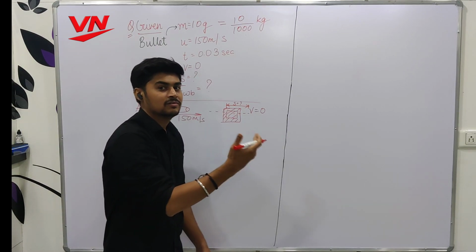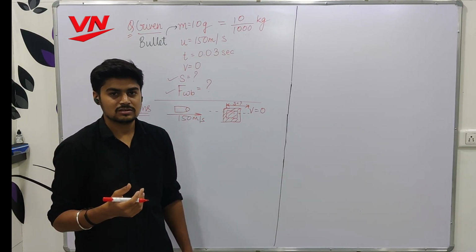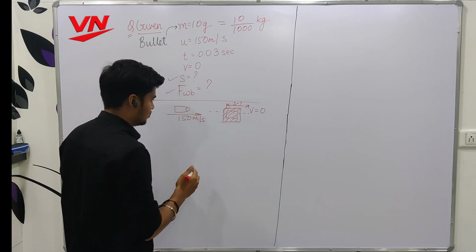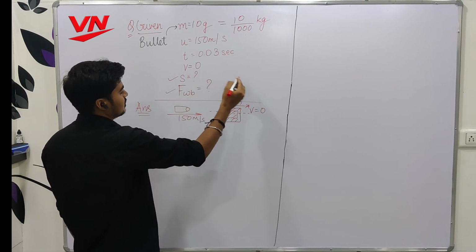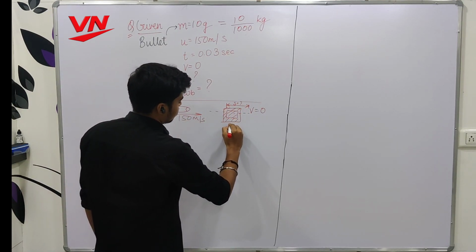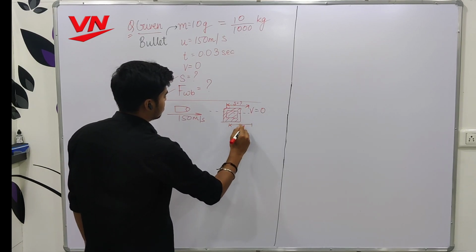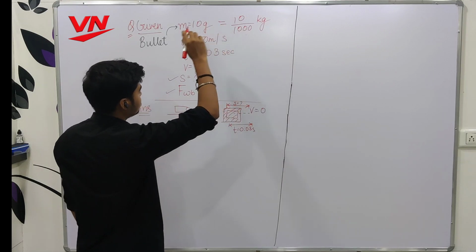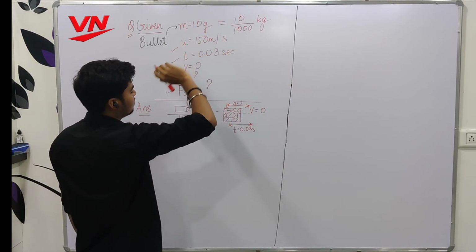In return, the wooden block will also apply a force on the bullet. Remember Newton's third law of motion: every action has an equal and opposite reaction. So that reaction force of the wooden block on the bullet we need to calculate. And the time from striking to coming to rest, when the velocity is 0, is given as 0.03 seconds. Okay, we have utilized everything.